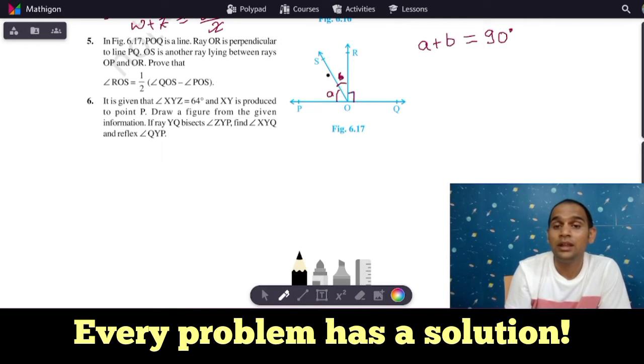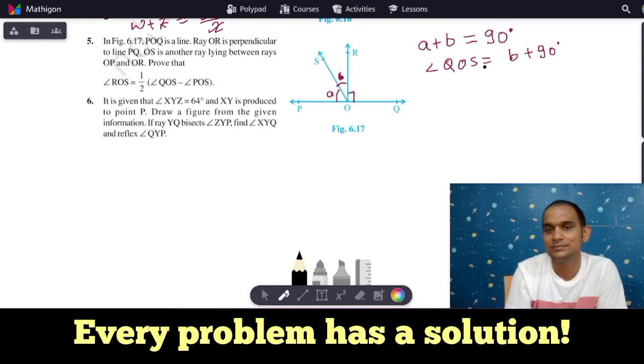Now, what is the value of angle QOS? So angle QOS equals B plus 90 degrees. Yes or no? Then what? Try to understand how I am doing it. ROS is nothing but angle B.